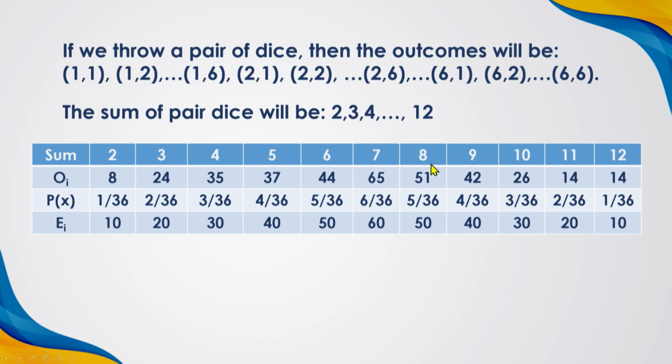Then again from 8 it will be slowly decreasing. At the end you can see that it will be 12. For 12 you have one and only combination, 6, 6, which is the minimum possibility you can obtain. So that is 1 by 36.